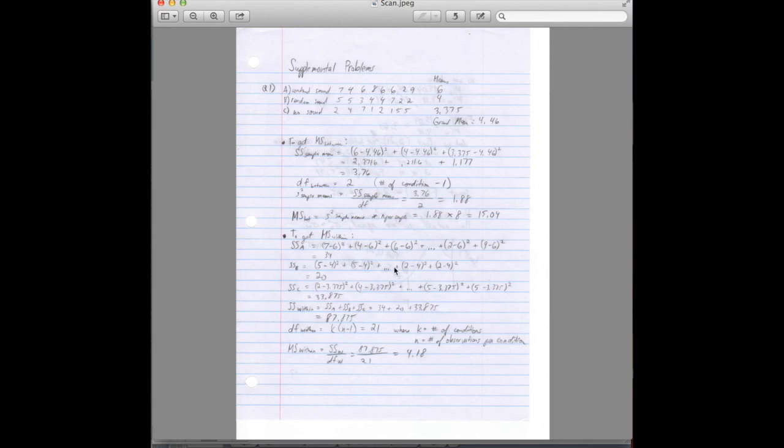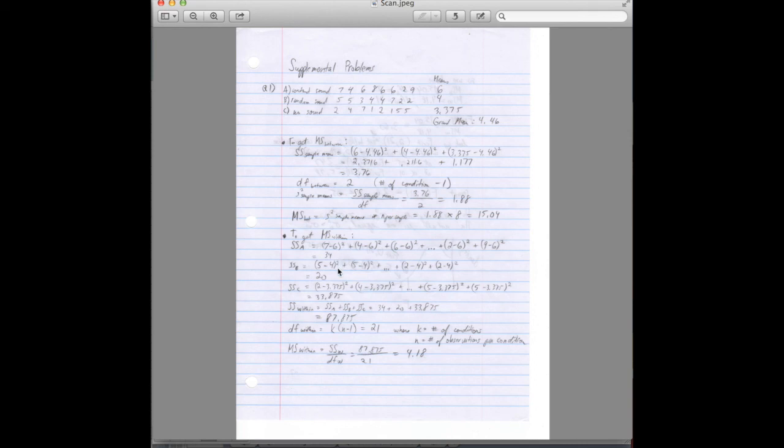To get the mean square within term, you have to find sums of square for each condition. So you're going to be comparing the deviation within each of the samples around its own mean. So for the sums of square in condition A, you would do 7 minus 6 squared, 4 minus 6 squared, etc., etc., and then you'll get 34.